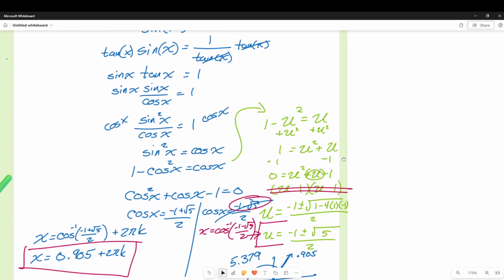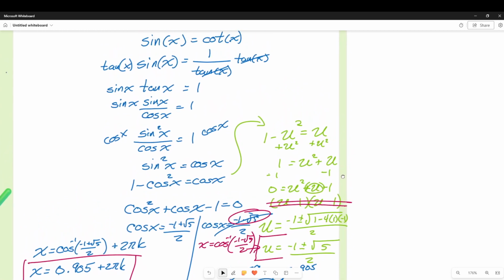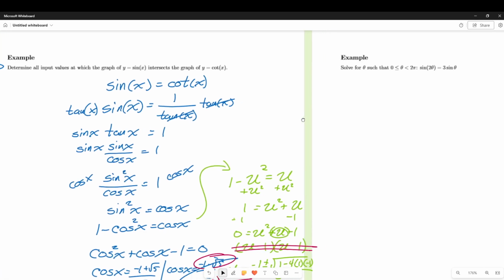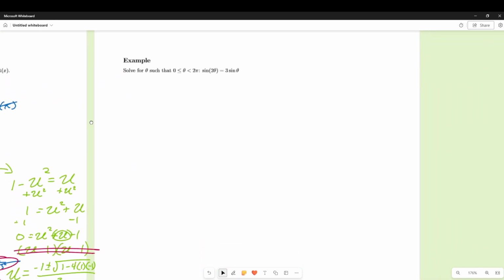And if it helps, we can always check. Put 0.905 in for sine x and in for cotangent x and see if they're equal. About. They should be approximately equal because that's an approximate value. So, we can always check.